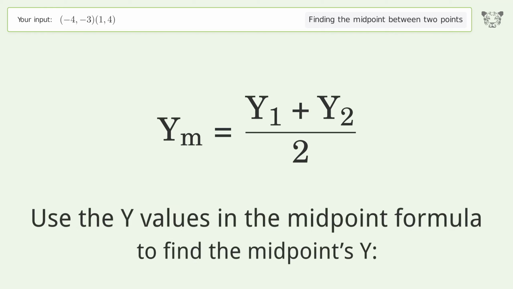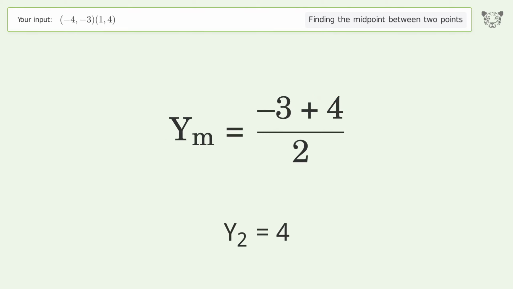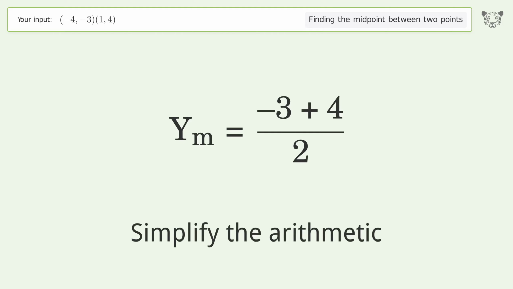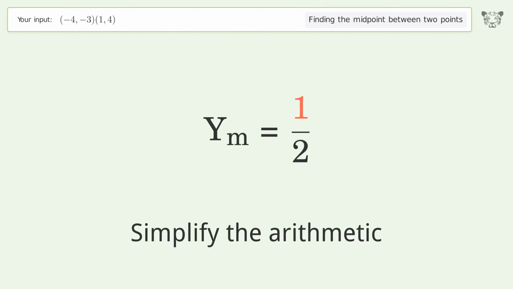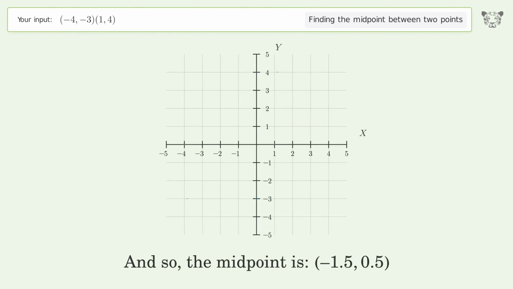Use the y values in the midpoint formula to find the midpoint's y. y1 equals negative 3. y2 equals 4. Simplify the arithmetic. And so, the midpoint is negative 1.5, 0.5.